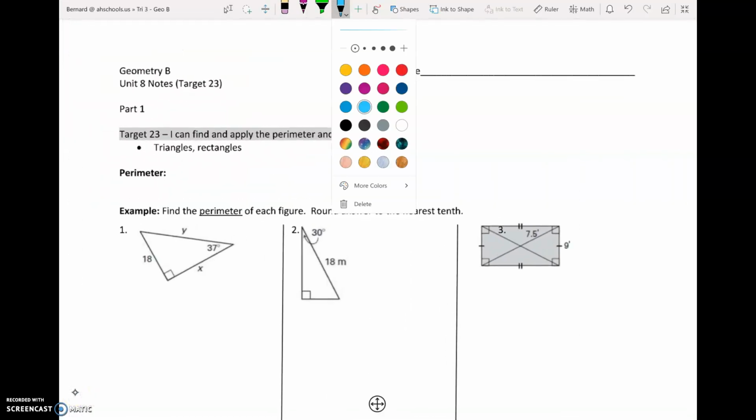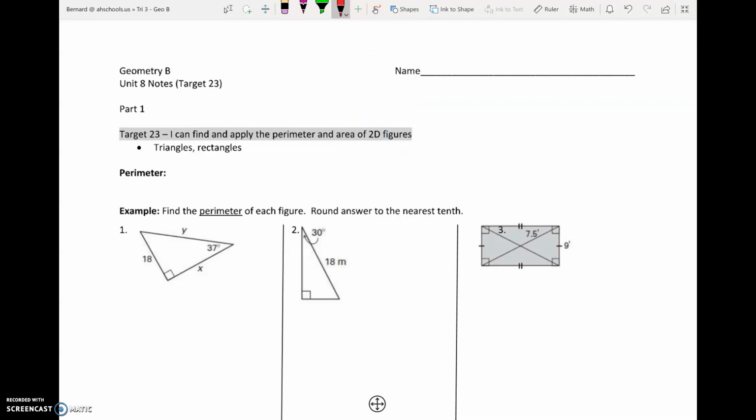So today we're starting a brand new unit. We moved on from Unit 7, which was all about circles, and obviously this is geometry, so we're going to continue talking about shapes. And during this unit, all of the parts, really what we're going to focus on is finding the perimeter and area of 2D shapes.